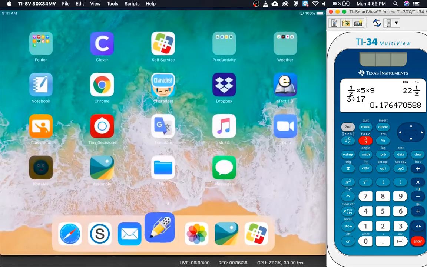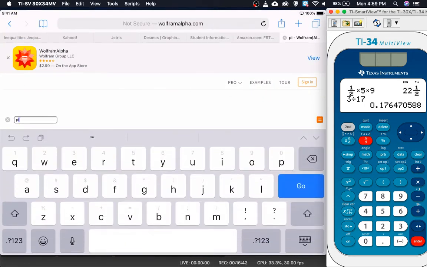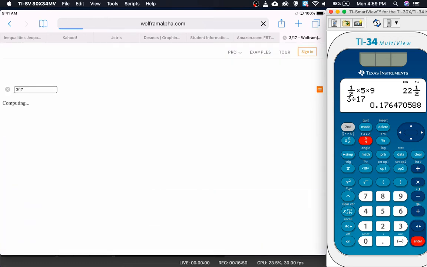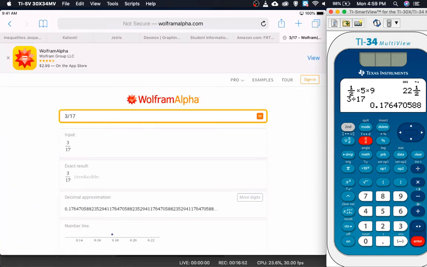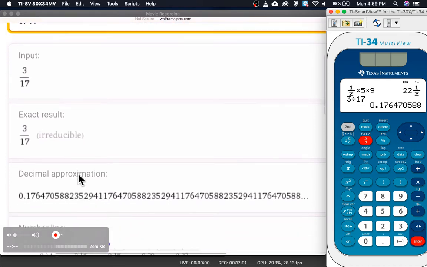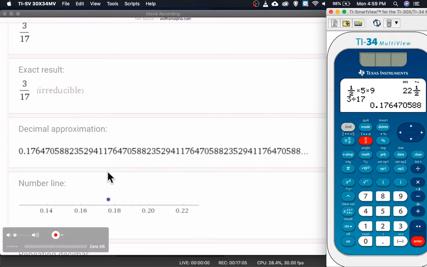If I go back into Wolfram Alpha, and I type in 3 divided by 17, let's see what Wolfram Alpha says. Okay, so it's verifying. I inputted 3/17. It says it's irreducible, which means I cannot simplify that fraction. It gives me a decimal approximation. Now, if you look at this, you can actually see there's a pattern.